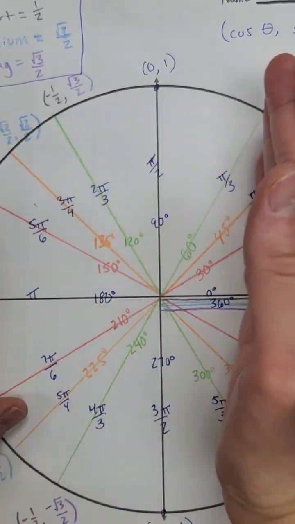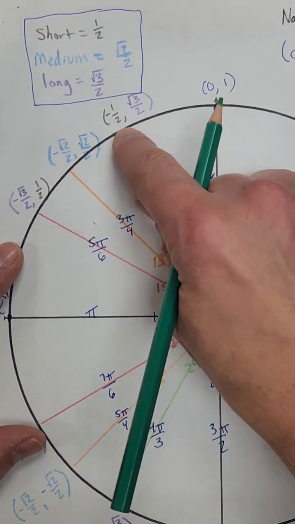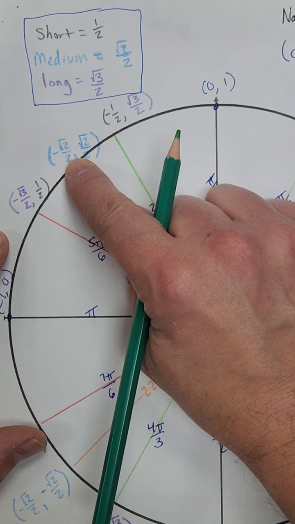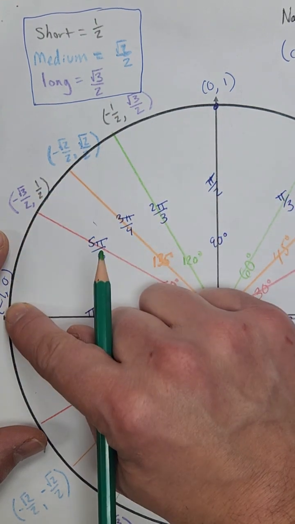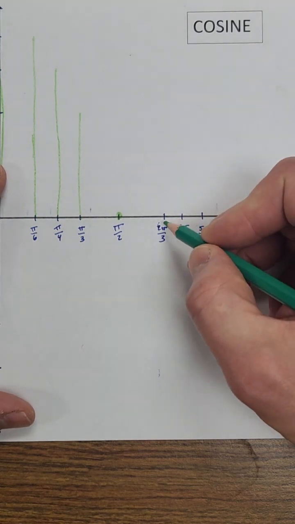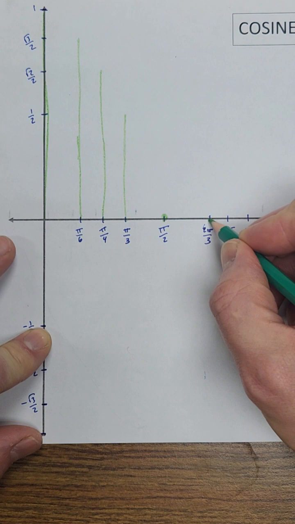Now we're going to go to the left. Remember, to the left is where the cosine or the x values are negative. So now we're going to flip below the x-axis to get negative 1/2, go down to negative square root of 2 over 2, negative square root of 3 over 2, and then negative 1. So the cosine of 2 pi over 3 is at negative 1/2.